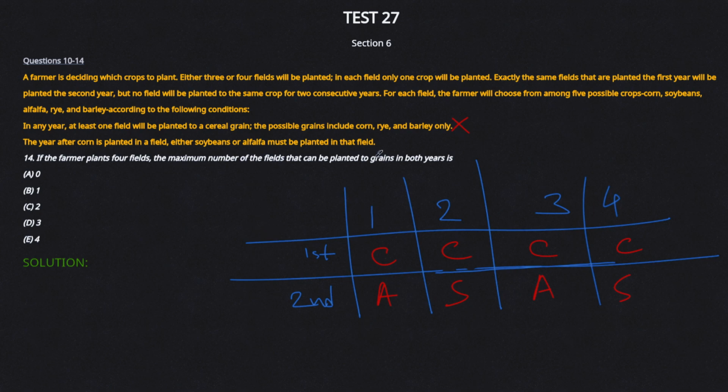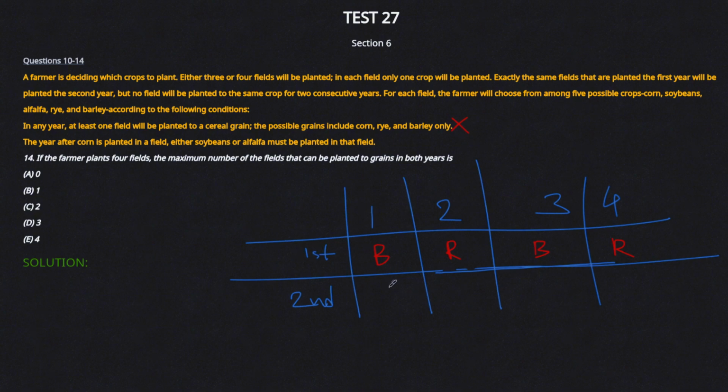Now, we need to have the maximum number of fields that can be planted in both years. So we cannot use corn, because if we use corn, we will end up with an alfalfa or a soybean, which is not a cereal grain. So we need to make sure that we are not using corn in the first year. We can use one of barley or rye. So now the scenario that is actually correct is, let's just say we have used barley or rye, or you can just plant all four with rye or all four with barley.